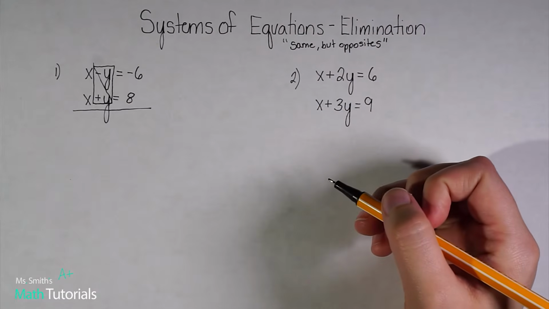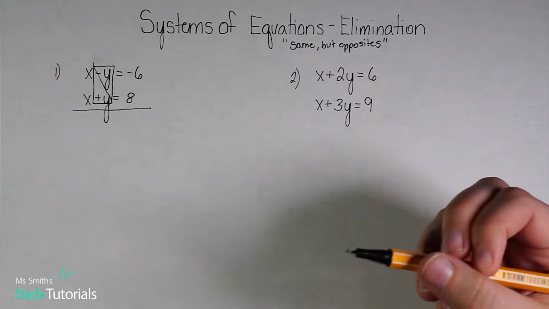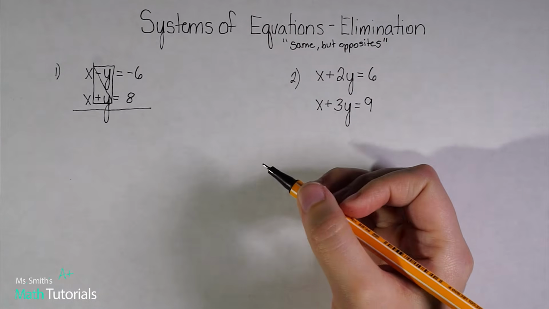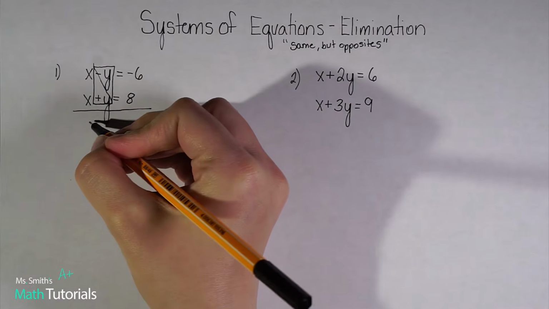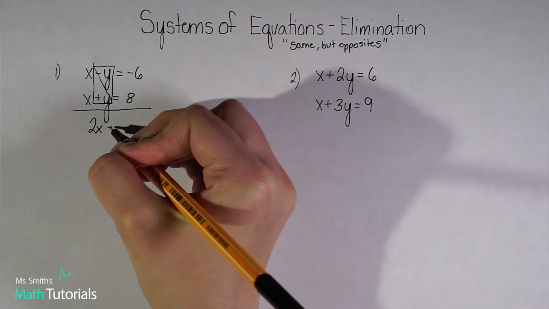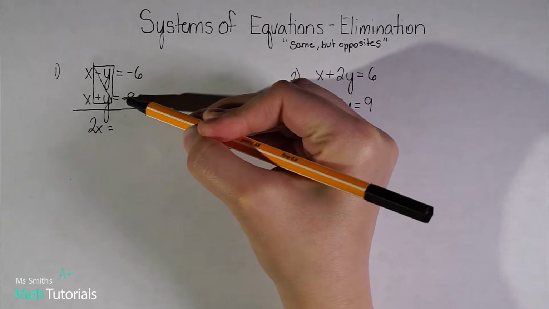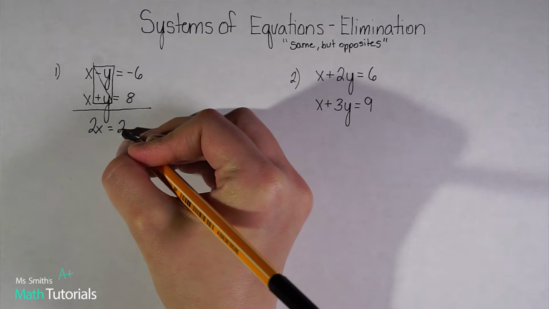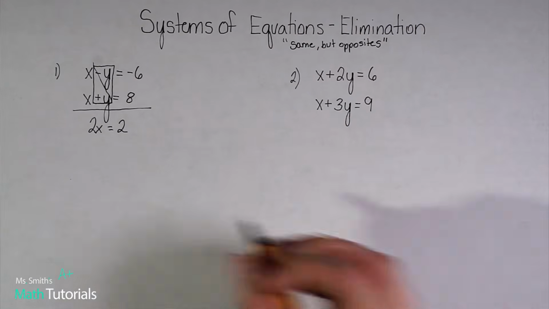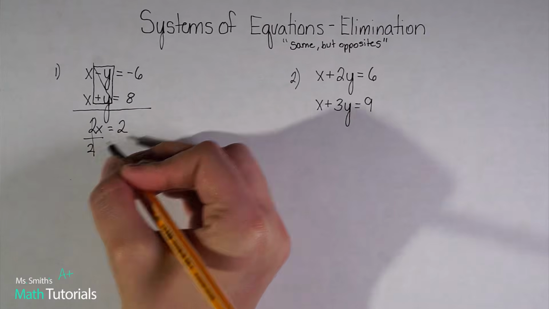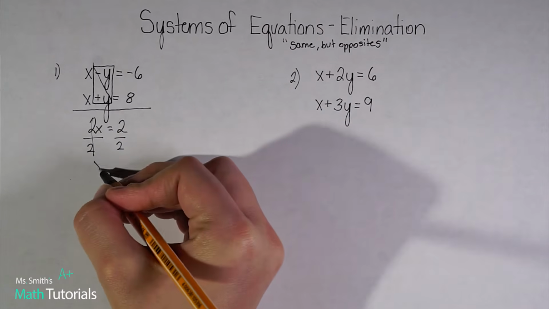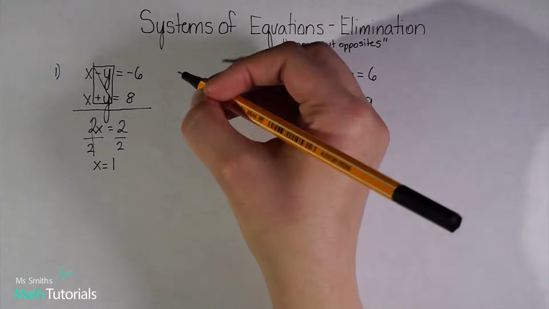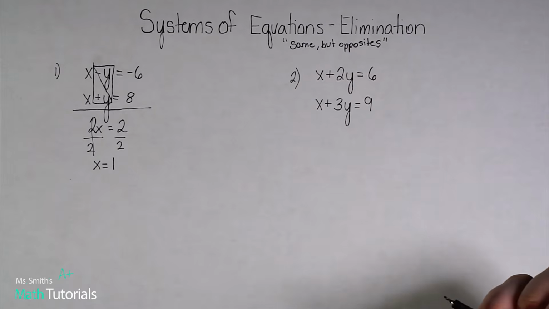because they are the same but opposites. So with what we have left, in this case I've got a positive 1x and a positive 1x, we add together. So 1x plus 1x is 2x equals negative 6 plus 8, which is going to give us positive 2. So our last step to get x alone will be to divide out that 2, and we get x equals positive 1.